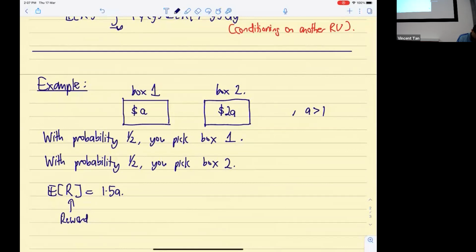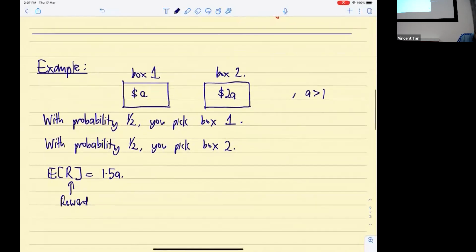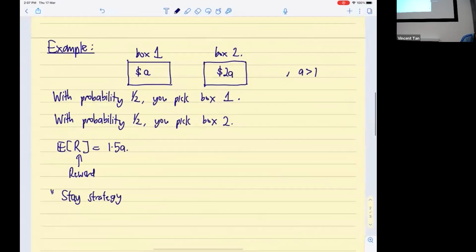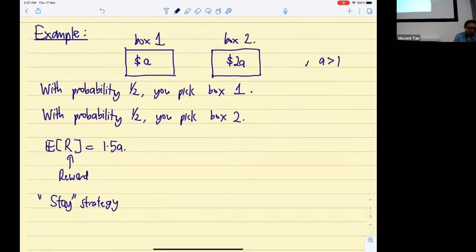Okay, so when we go to a casino and we have these boxes, we want to do better. This is called the stay strategy, because with probability 1/2, you pick this box and you must stay there. This strategy 1 gives you this.